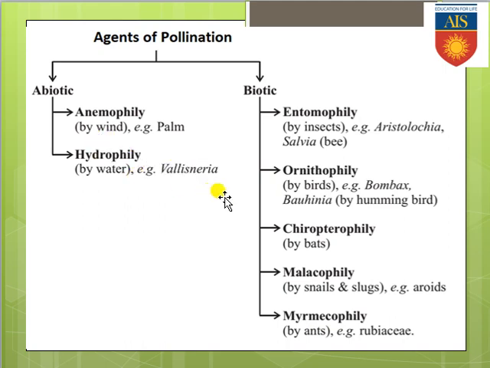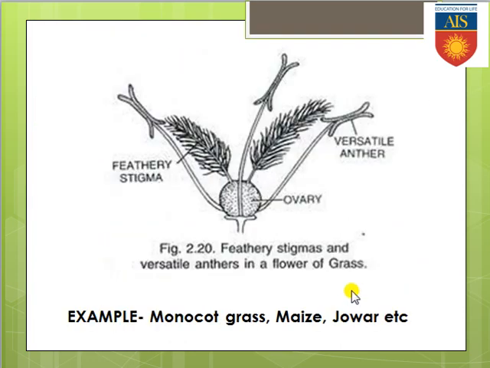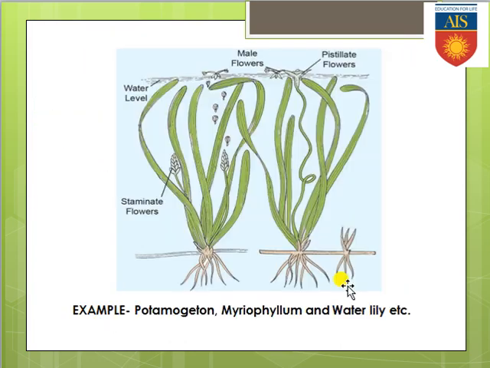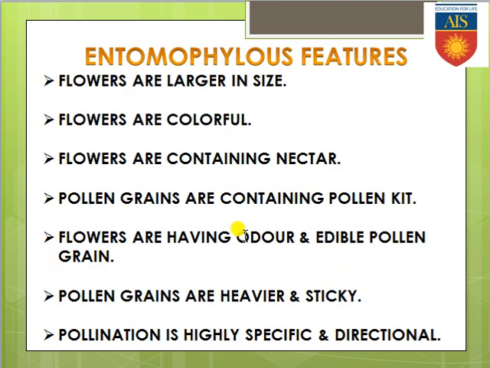After this slide we have also discussed the features which are commonly present in anemophilous flower as well as hydrophilous flower, or rather how anemophily pollination can happen and how hydrophily pollination can happen. So today we will be discussing how entomophily, ornithophily, chiropterophily and malacophily can happen. So let's see. Here is the first slide for this video.